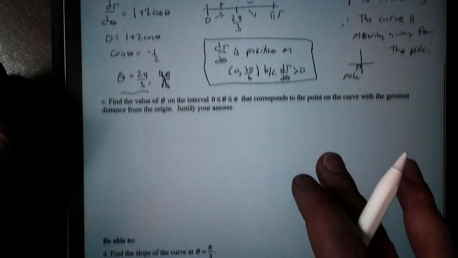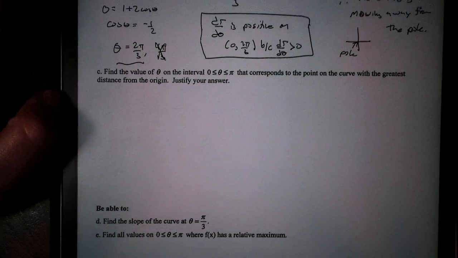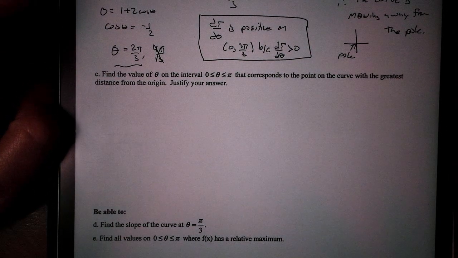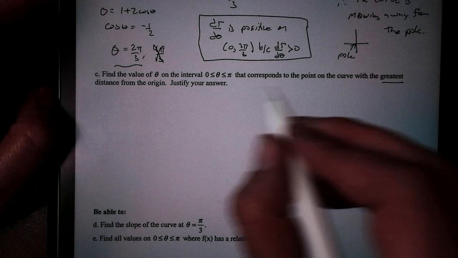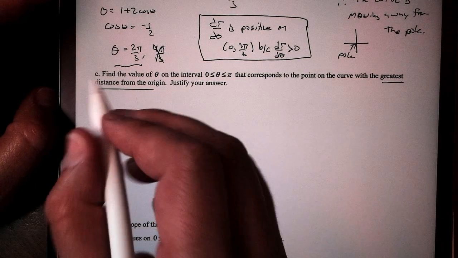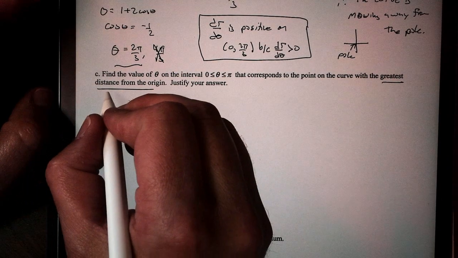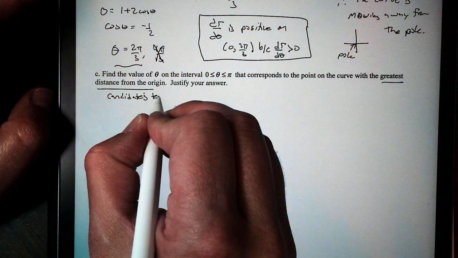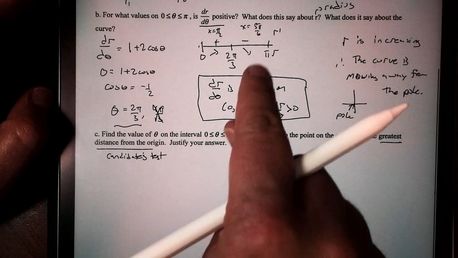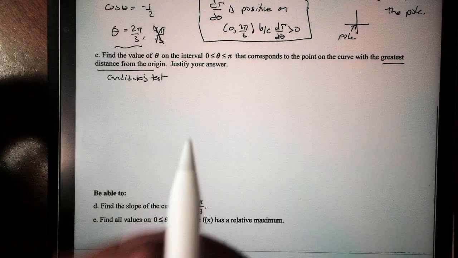And the last one we're going to take a look at, C. Find the value of theta on the interval 0 to pi that corresponds to the point on the curve with the greatest distance from the origin. Again, for me, this sounds like candidate's test. Oh my gosh, we're seeing all of the hits again, right? We just saw the sine chart, and now we're on first derivative test, and now we got candidate's test.